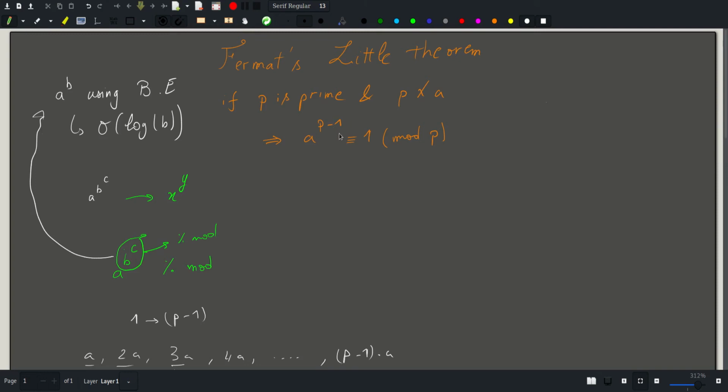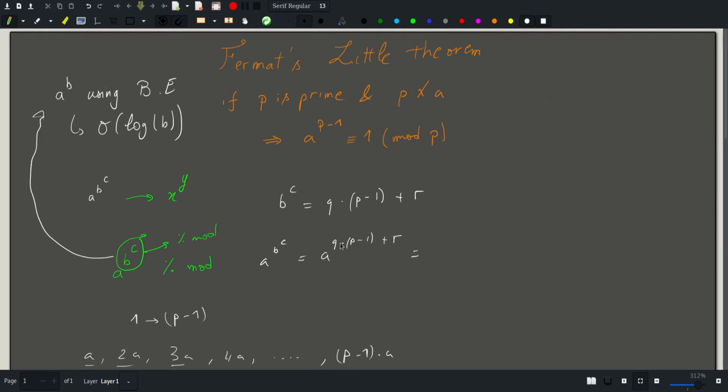What we got from Fermat's little theorem is that anything raised to the p minus 1 will be just congruent to 1 mod p. Let's go ahead and see what b raised to the c would look like. So b raised to the c, by the Euclidean theorem, will be equal to some quotient times p minus 1 plus some remainder. Therefore, we can rewrite a raised to the b raised to the c as a raised to the q times p minus 1 plus r.